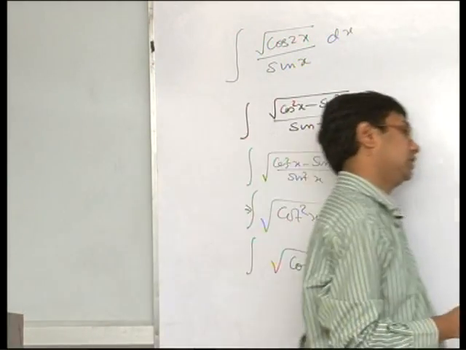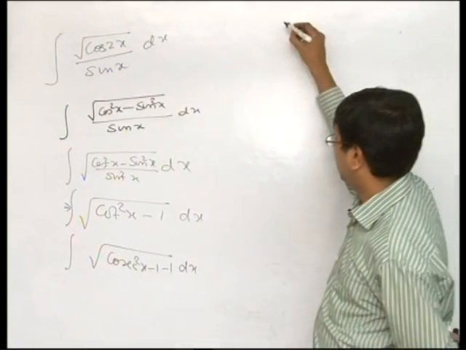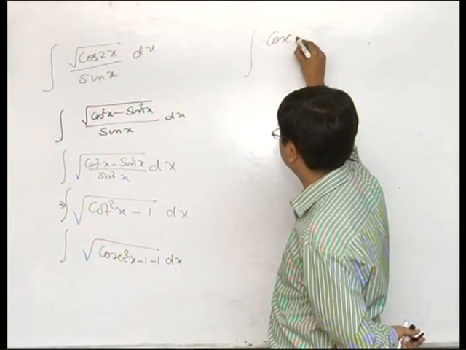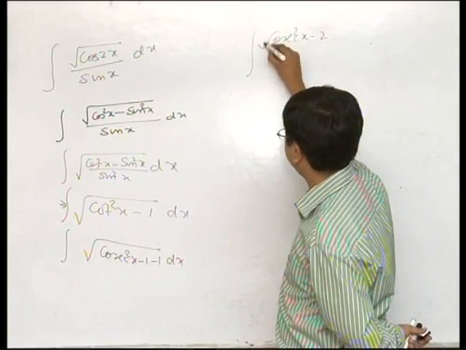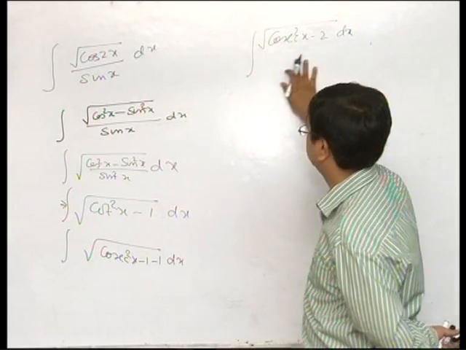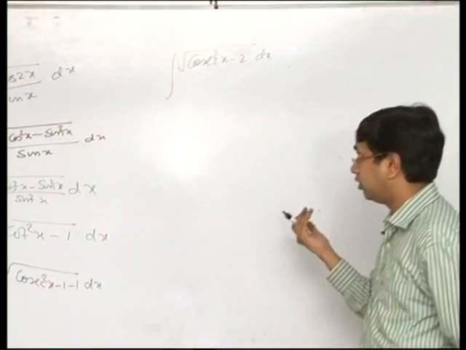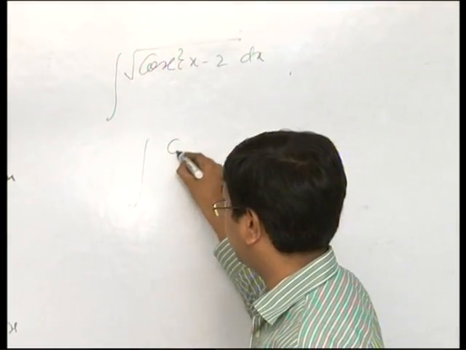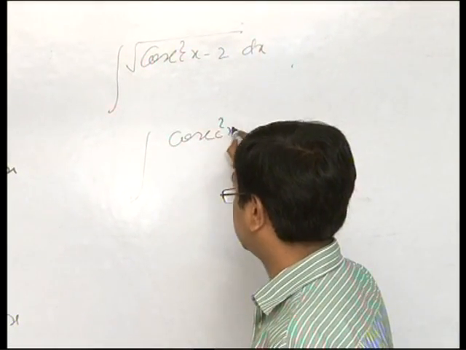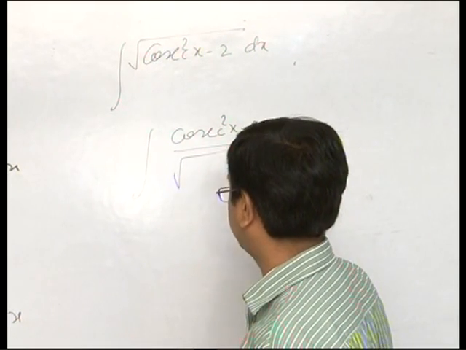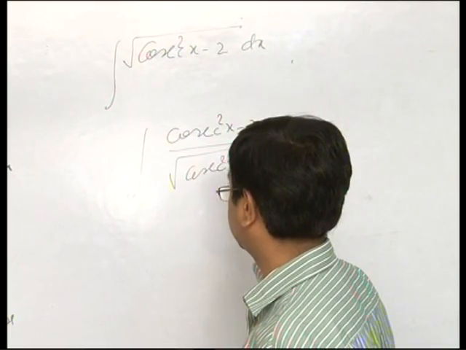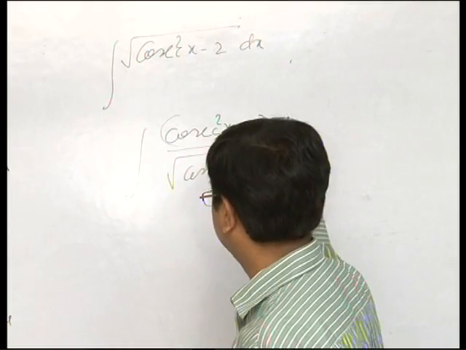Now you see, this question we just solved in the denominator. So we just solved this problem, now we solved for the denominator. Let me try to get it there. How? We can rationalize it. So this can be written as cosec square x minus 2 upon cosec square x minus 2 dx.